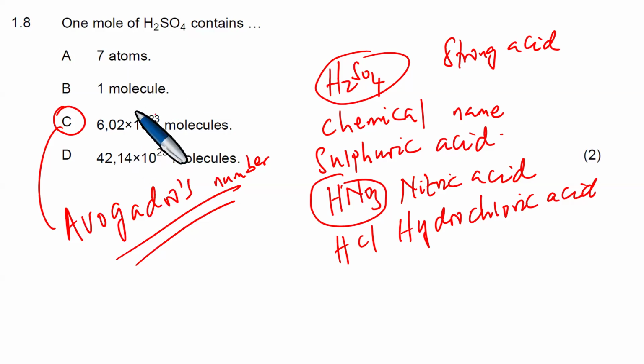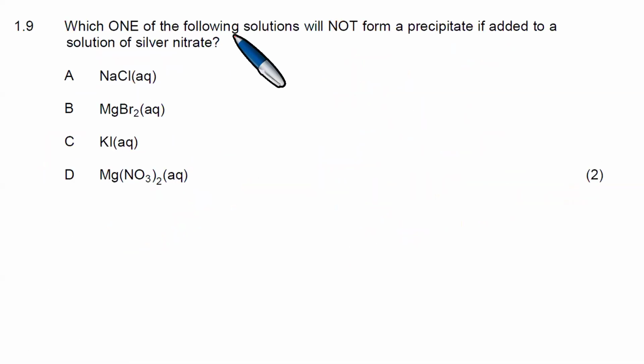And the rest are wrong. Next question. Let's look at 1.9. Which one of the following solutions will not form a precipitate if added to a solution of silver nitrate?